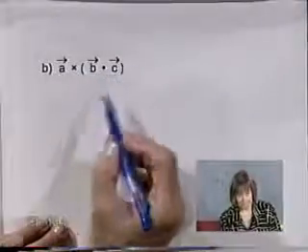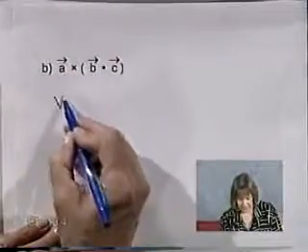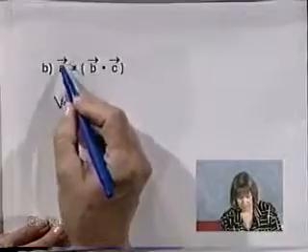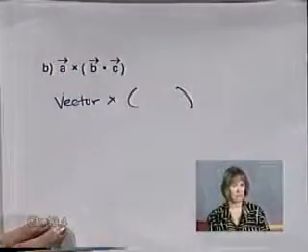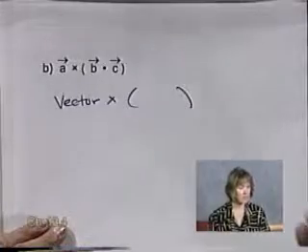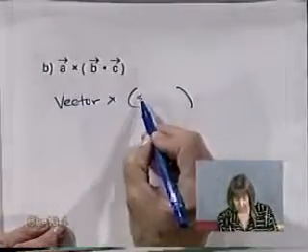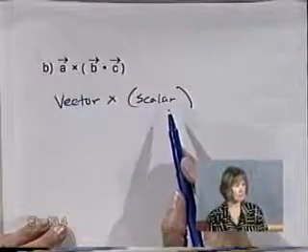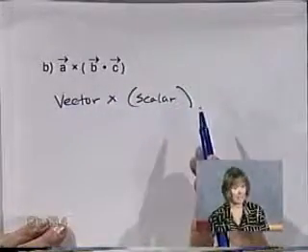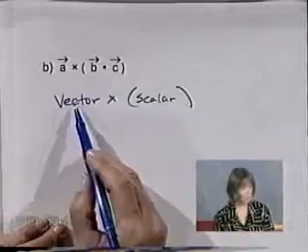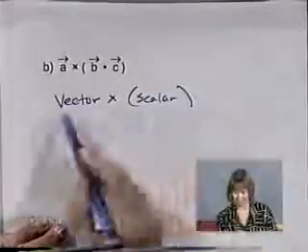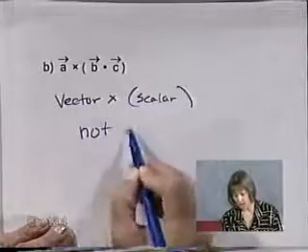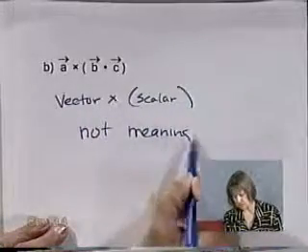A cross B dot C. A is a vector, right? That's what A is. What's B dot C? When you take the dot product of two vectors, what do you get? A scalar, which is a number. Can I take the cross product of a vector and a number? That does not make sense. This is a vector. We take the cross product of a vector with another vector. This doesn't make sense. Not meaningful.